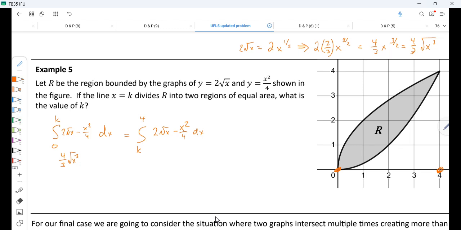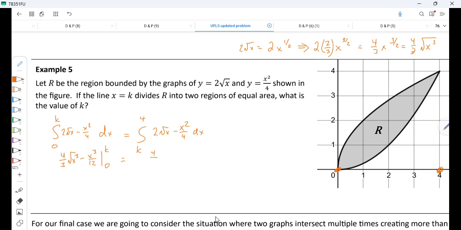Okay, so we've got that one, 4/3 square root of x cubed. And then we're going to do minus x squared over 4 becomes, yep. And we've got to evaluate that from 0, that's easy, to k, that's actually also easy, because evaluating it at k is just putting k's where all the x's were. So that side isn't too bad. I think out of the 3 of these, there's only one math we're going to have to do here.